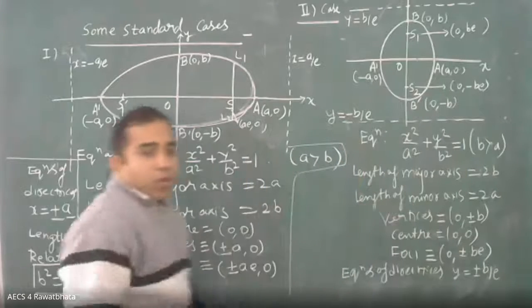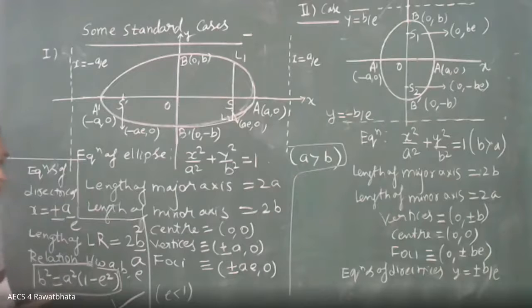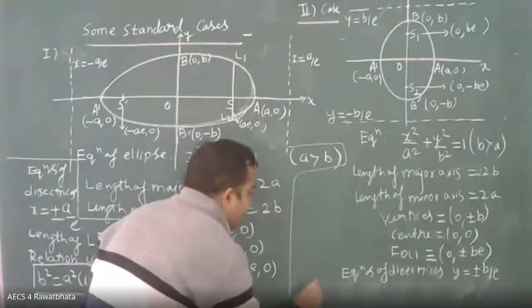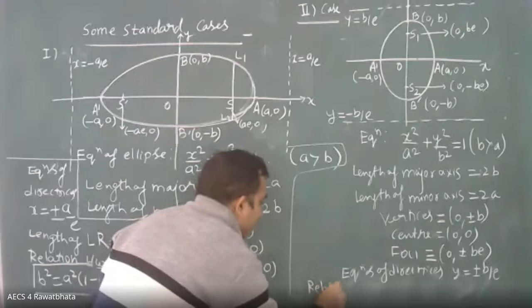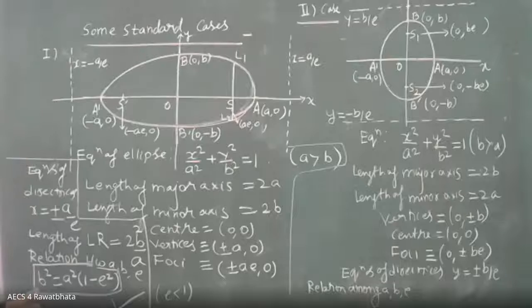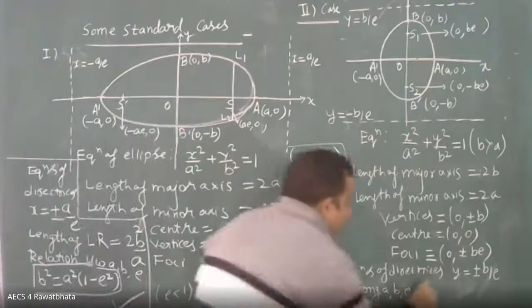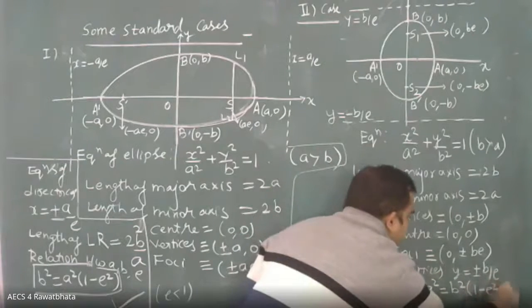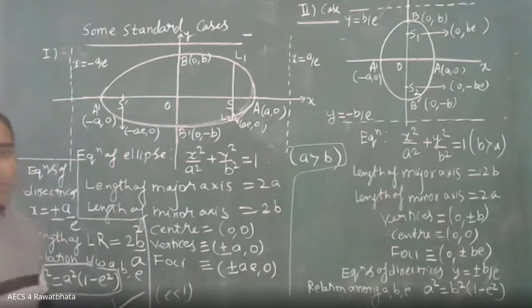Okay. Now make suitable changes, as there was a relation in a, b and e in the first case. Can you make a guess and tell me what the relation in a, b, e should be in the second case? So a square equal to b square into 1 minus e square. Yes, interchange a and b here. So this will become a square equal to b square into 1 minus e square.